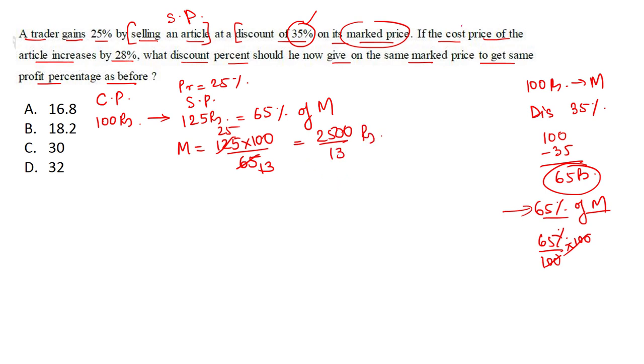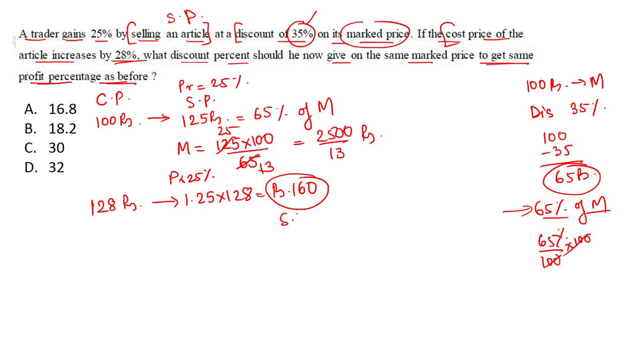Now, what they have given is that the cost price of the article increases by 28%. So, now the cost price is 128 rupees. Now they want the same profit of 25%. It is given over here: profit percentage same as before. To get a profit of 25%, we have to increase this price by 25%. So, it will be 1.25 into 128. That comes out to be rupees 160. This is now the selling price.